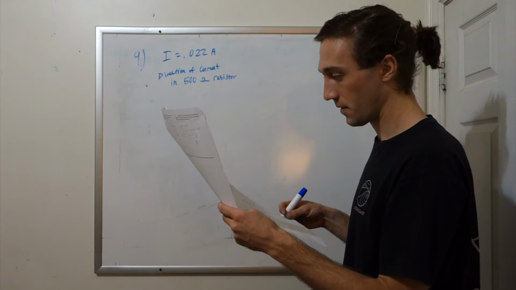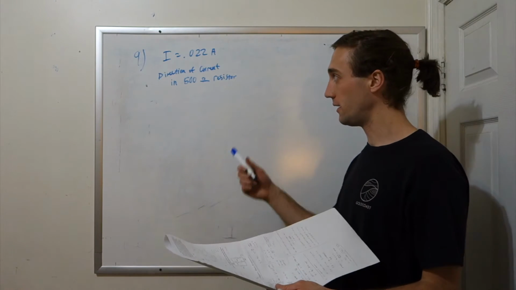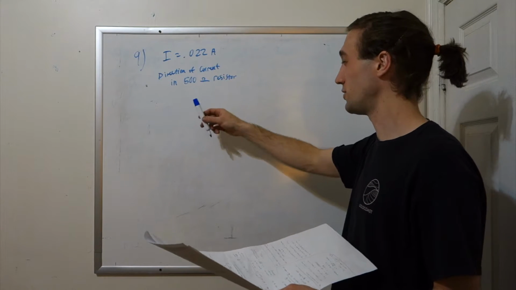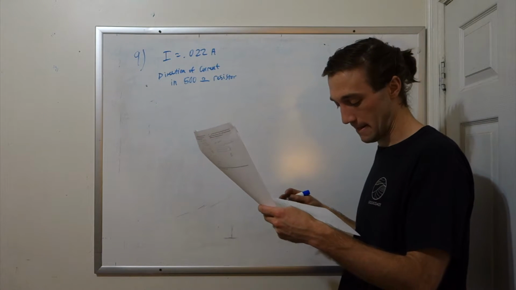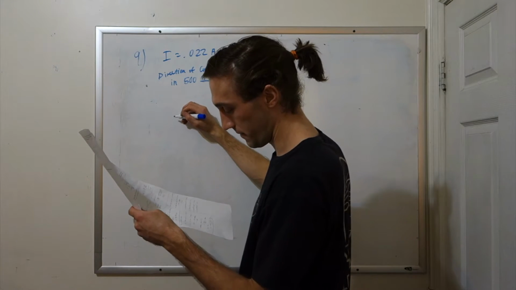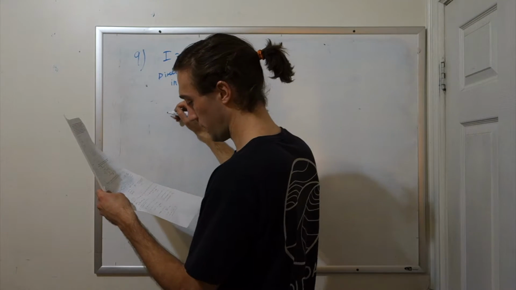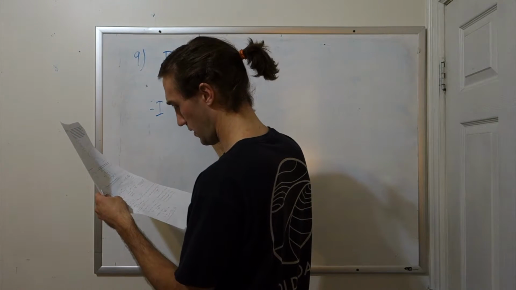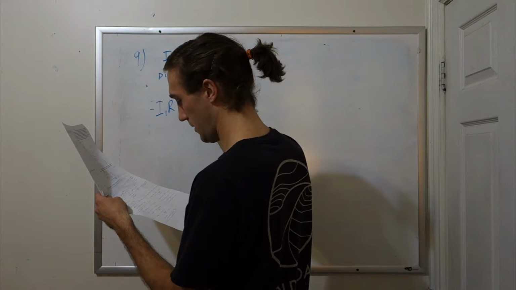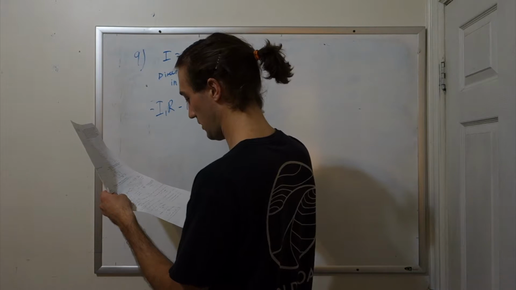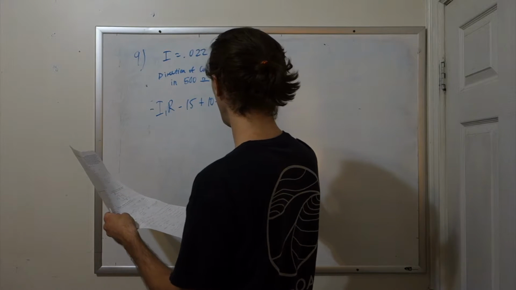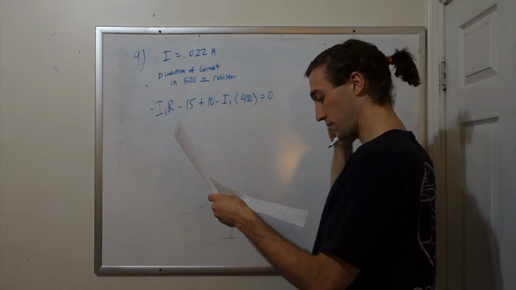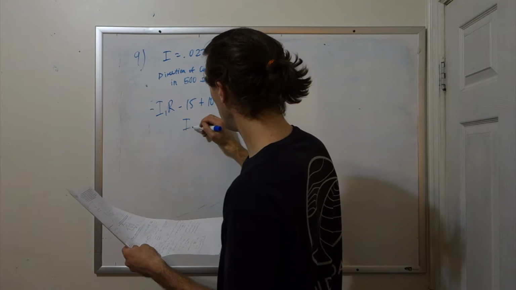Okay, so the next one I'm going to do is number 9. They initially give you the current at 0.022 amps, and they want the direction of the current in the 500 ohm resistor. Okay, so you start out and you find the resistance. So minus IR, 15 plus 10 minus I1 times 400 is equal to 0. And then from here you solve for IR.